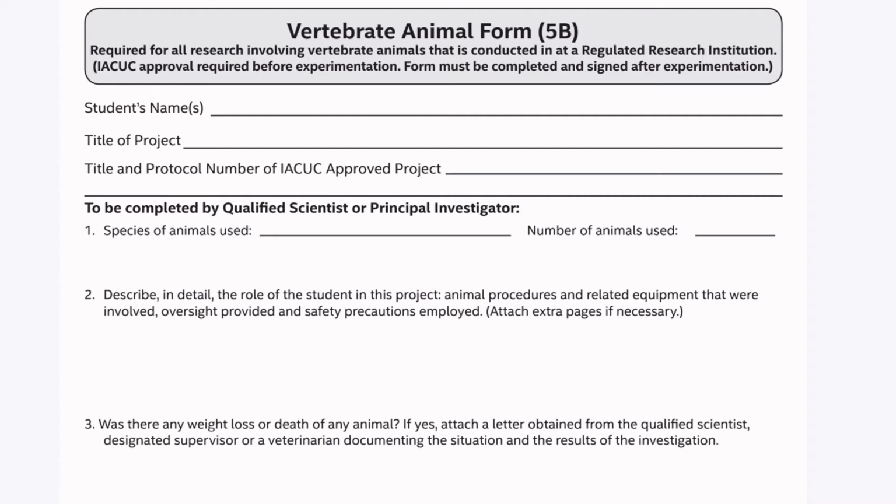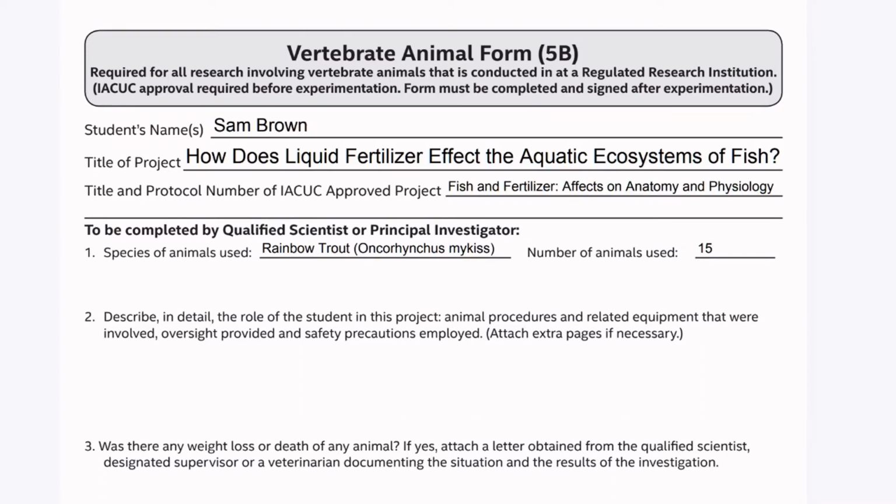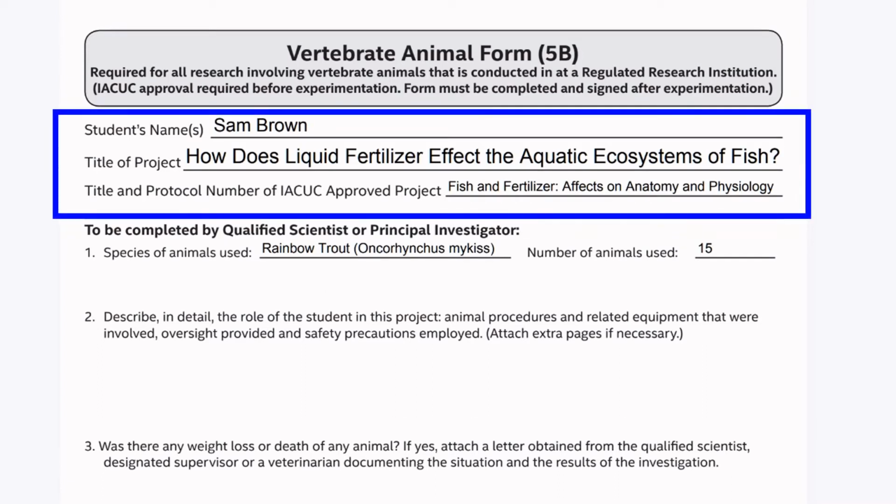It is important to note that this form is completed and signed after experimentation. The only part of this form that the student is allowed to complete is their name and the title of their project. The rest of this form is completed by the principal investigator or qualified scientist.